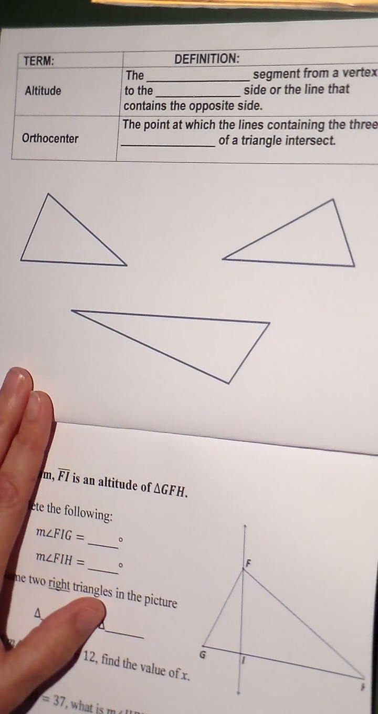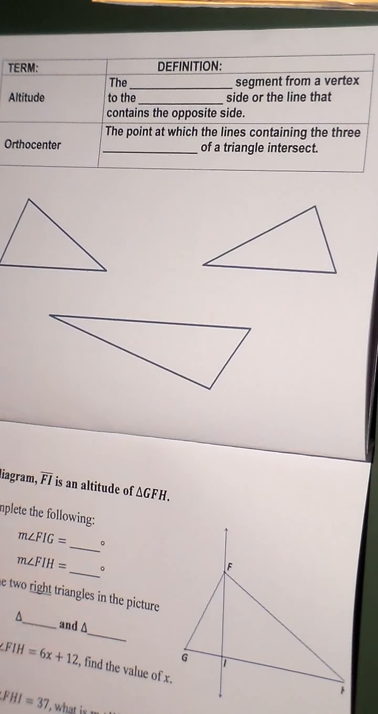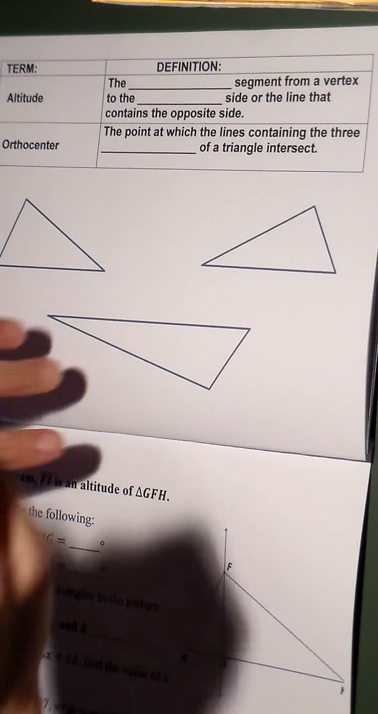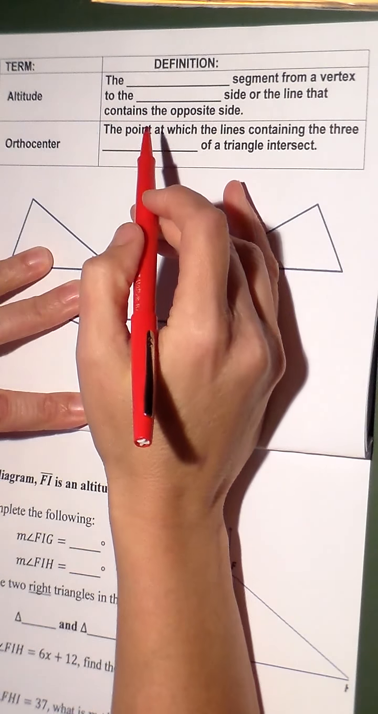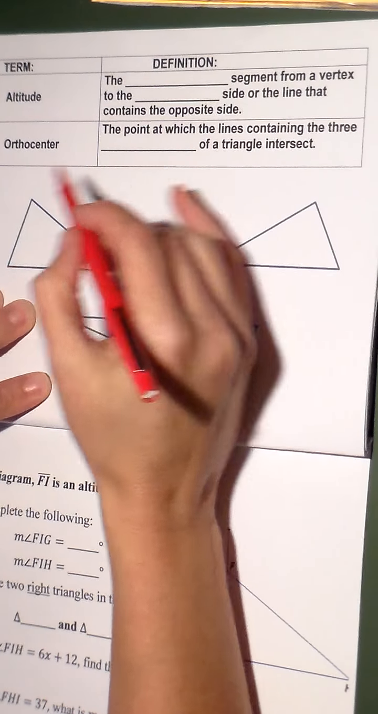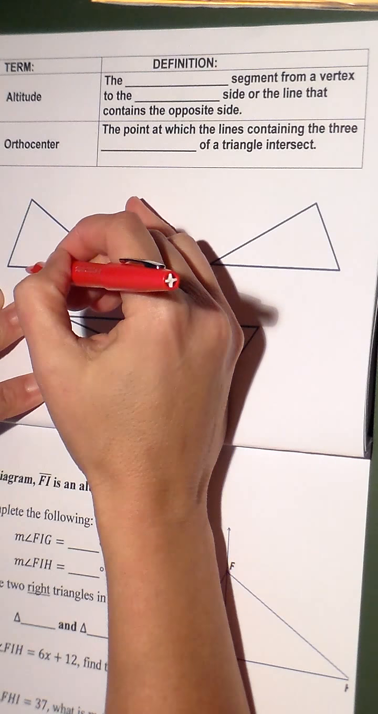Alright, so this is the last part of the foldable. This is the altitudes, okay? So the altitude is the height of the triangle, okay? So you go from the vertex straight down at 90, alright?